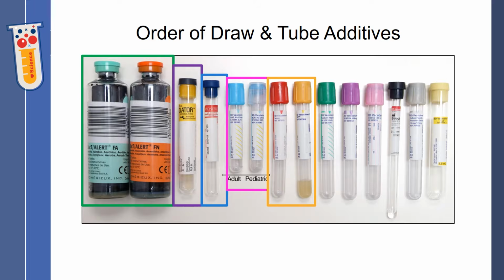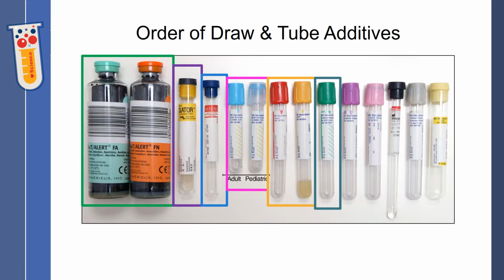The red and gold. The red top has no additive in it, and the gold top is a serum separator tube, and you can see that gel in the bottom. I'm sure you have all seen these when you spin them down. The red cells collect below the gel and your serum stays above the gel. These are great because you can pour them off without having to pipette anything, so there's less chance of getting your red cells in there with your serum. Both of these tubes are used for serum, so anytime you have serum testing.